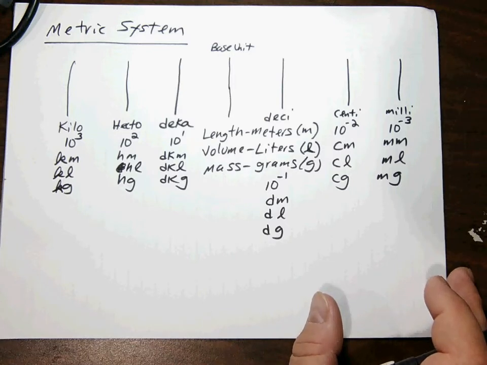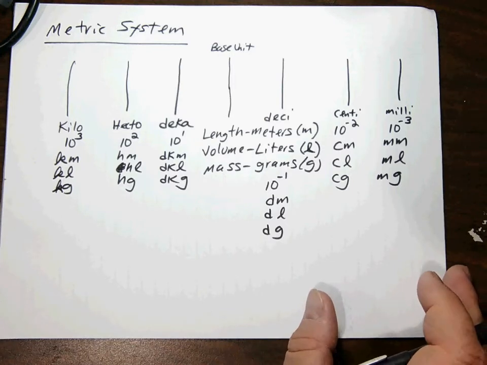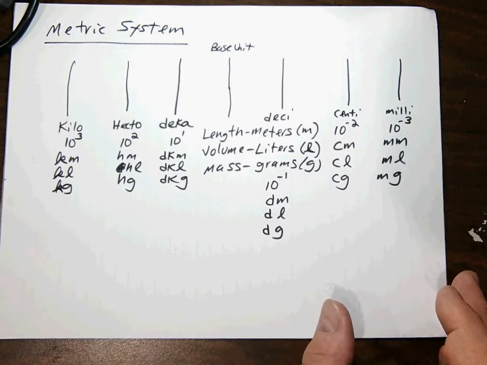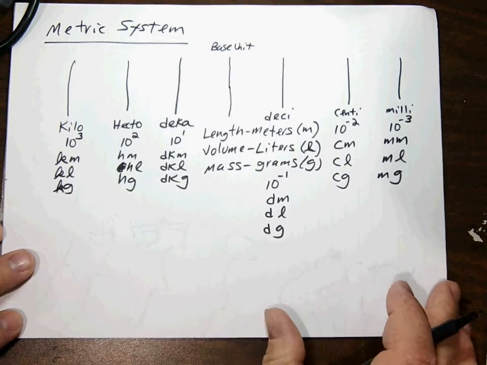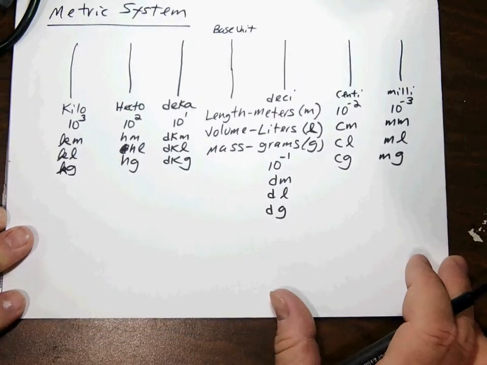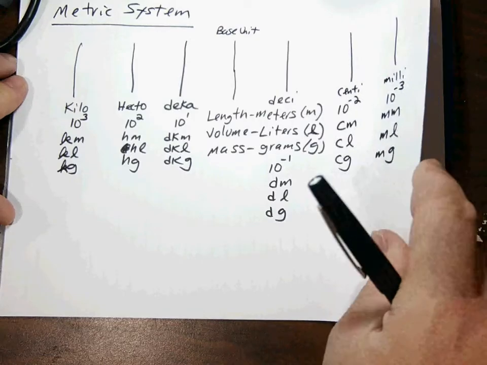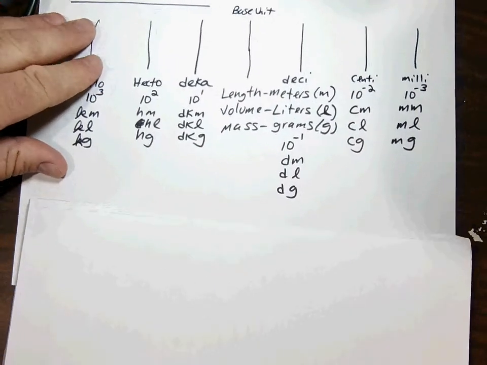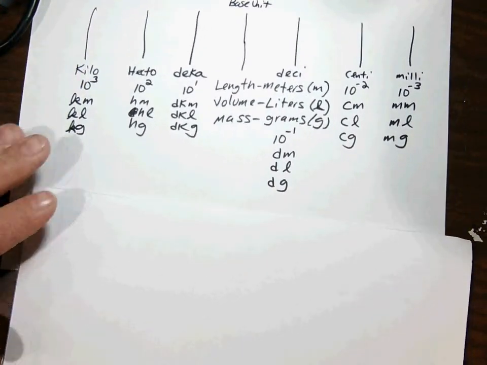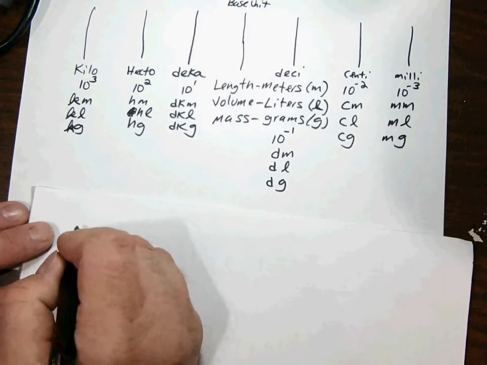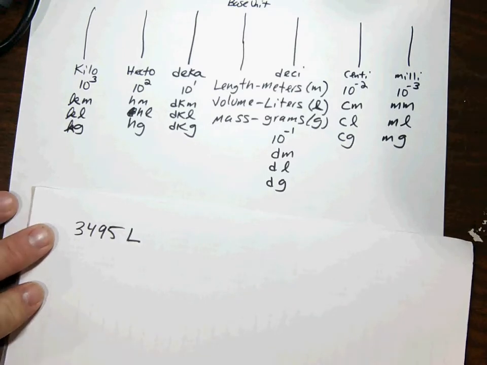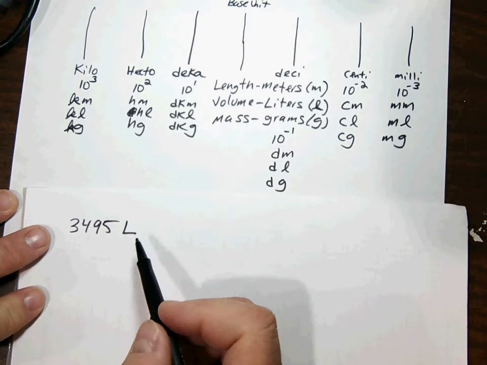If I wanted to convert, I don't know, what should we do? Doesn't really matter. Let's turn, and I want to maybe keep this handy for reference. Well, I'll pull it up as we need it. Let's convert 3,495 liters. I want to convert that into kiloliters, into kilo.